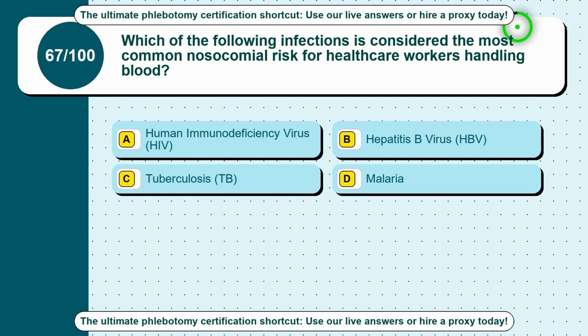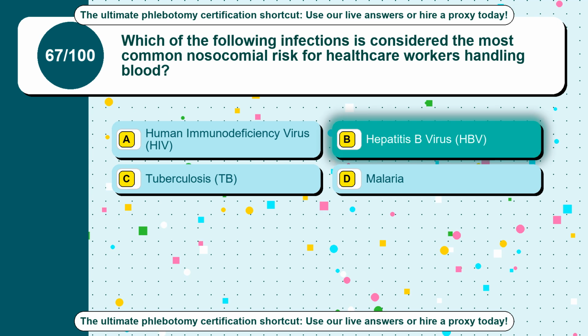Question 67. Which of the following infections is considered the most common nosocomial risk for healthcare workers handling blood? Option A. Human immunodeficiency virus, HIV. Option B. Hepatitis B virus, HBV. Option C. Tuberculosis, TB. Option D. Malaria. The correct answer is option B.